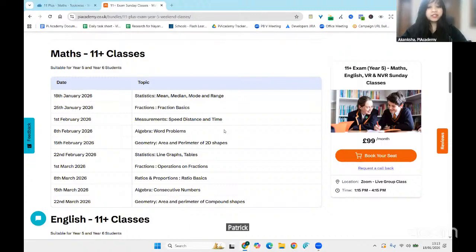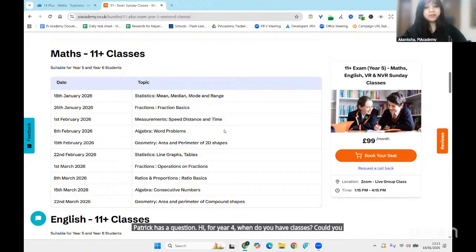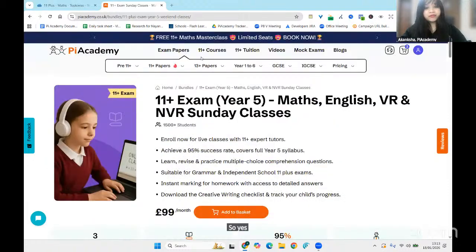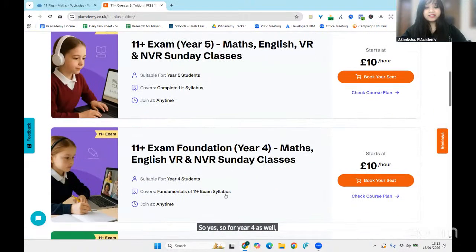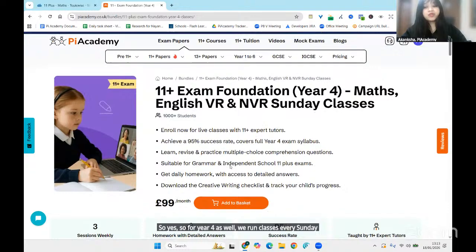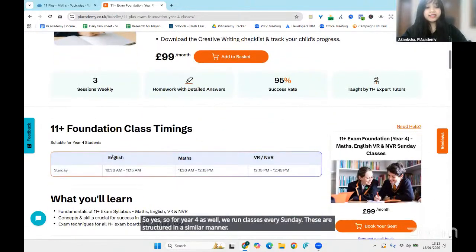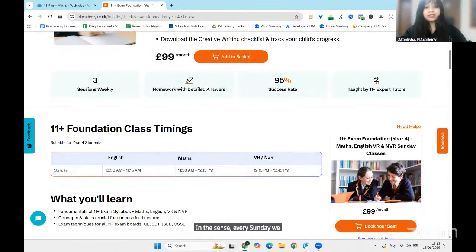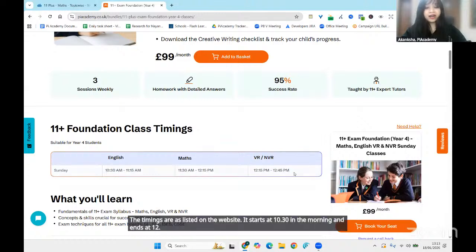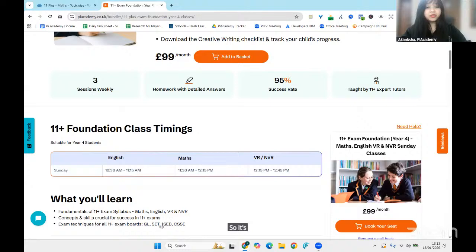Patrick has a question. Hi, for year 4, when do you have classes? Could you send me more info on this? So for year 4 as well, we run classes every Sunday. These are structured in a similar manner, in the sense that every Sunday we cover English, maths, verbal and non-verbal. The timings are as listed on the website. It starts at 10:30 in the morning and ends at 12:45 in the afternoon. So it's for around 2.5 hours.